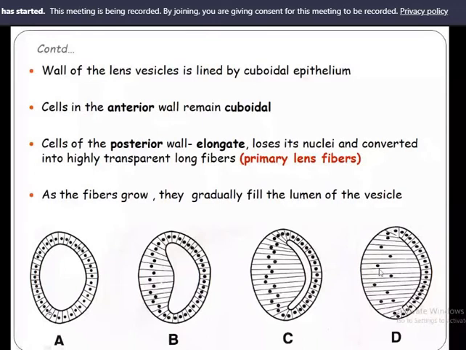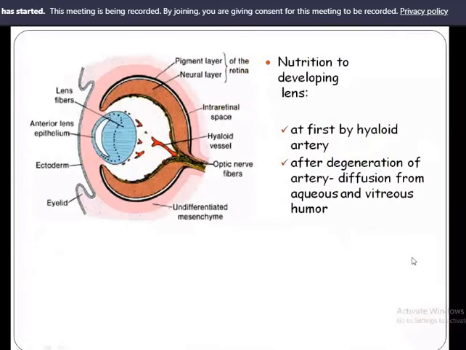Can we see the lumen in the vesicle now? No, we can't see the lumen in figure D, because the primary lens fiber is elongating, which obliterates the lumen of the vesicle. So this is how the fibers of the lens are formed.